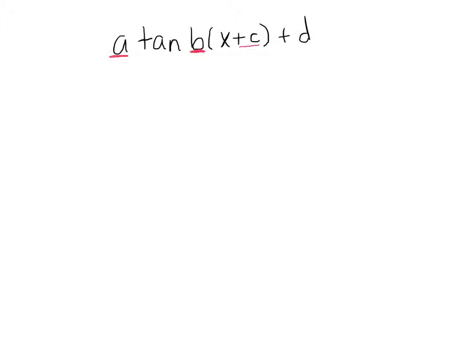When we add c, we move it c places to the left. And when we add d at the very end, we're moving it up d units. Now, the biggest change here is the fact that tangent has asymptotes. In order to find your asymptotes, you're going to take this part of your equation and set it equal to pi plus 2 pi n over 2.